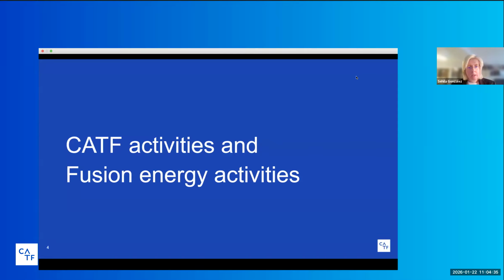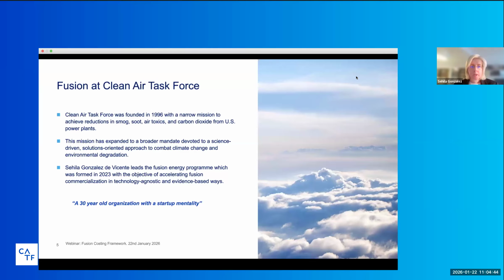Starting from the beginning, what is CATF for those who don't know, and what is CATF doing on fusion? CATF is a non-profit organization that was founded in 1996, so already 30 years. It started with a focus on the US, then the focus expanded, and in particular the fusion program is a global program where we work in the US, UK, Europe, and Japan mostly, but not only.